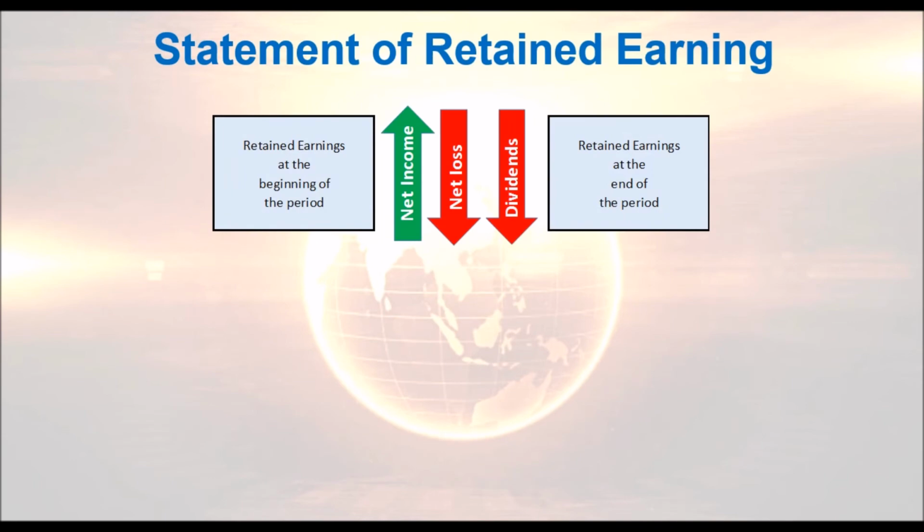Now, graphically, retained earnings at the beginning of the period plus net income, if you have an income, or if negative, subtract net loss, and you'll subtract any dividend that you gave out. That would be the retained earning at the end of the period.